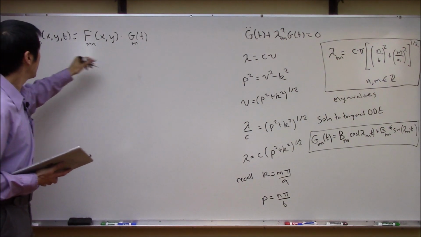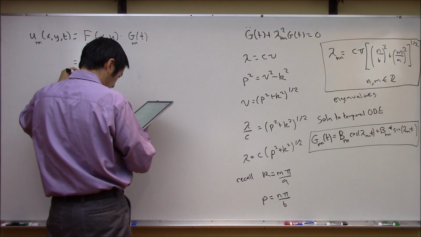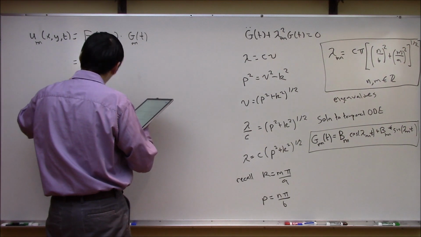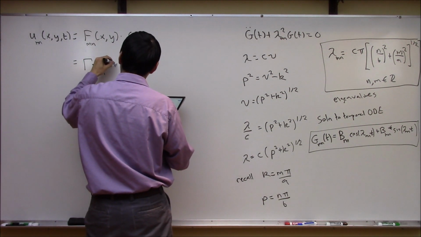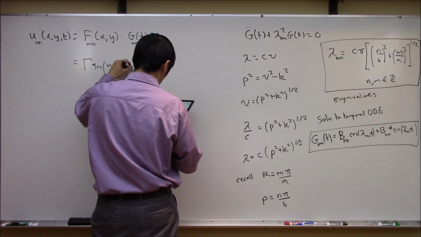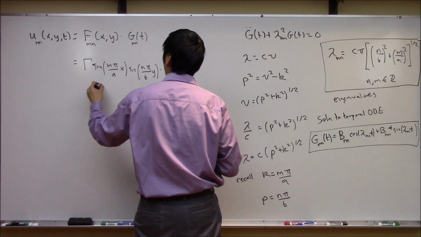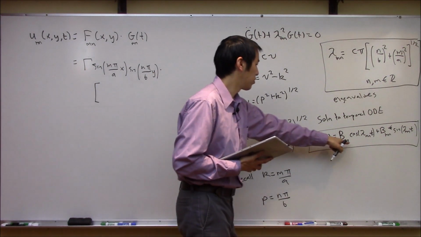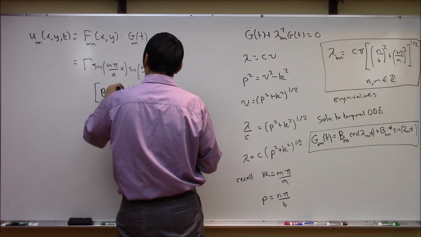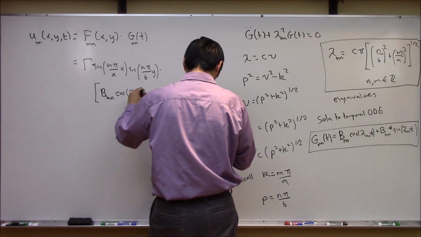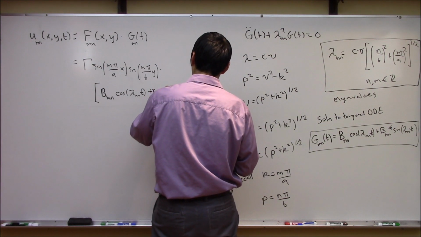So let's plug these in. The solution for the Helmholtz was gamma sine of m pi over a x times sine of n pi over b y, times our temporal solution, which I'll put on a different line because it's a longer expression: b mn cosine lambda mn t plus b mn star sine of lambda mn t.